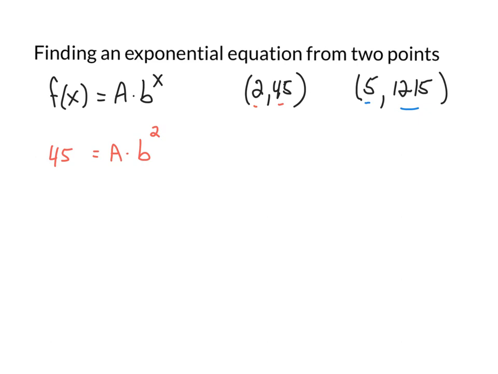Okay, so next, if I go to my blue over here, what I see is, well, if I have an output of 1215, that had to come from an input of 5, so I should have this a times b to the 5th. Okay, so with these two together, I need to find an a and a b so that if I plug them into this equation, it's true, and an a and a b so that if I plug them into this equation, it's true.